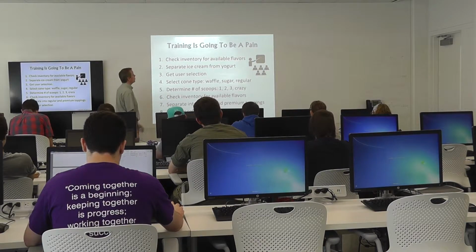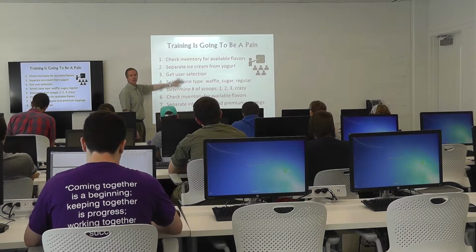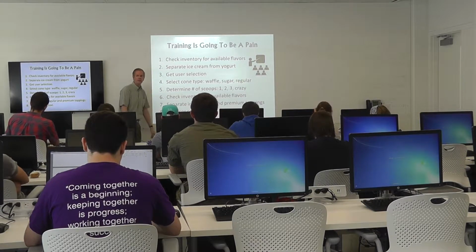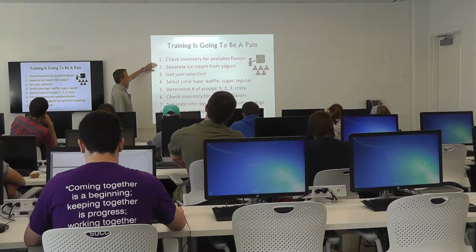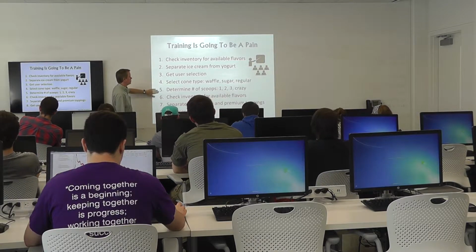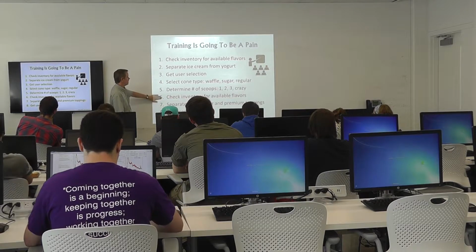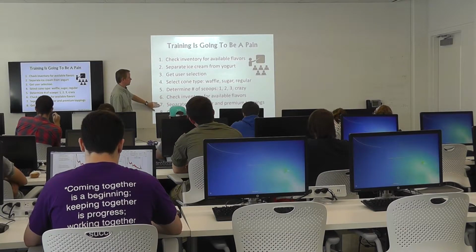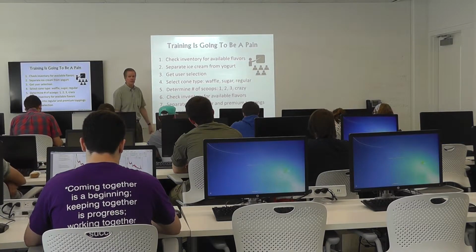So training's going to be a pain in the butt. Why? Because you're a new employee, and now I'm going to tell you about these 8 different steps. Check inventory for available flavors. Separate ice cream from yogurt. Get the user selection. Select the cone type: waffle, sugar, or regular. Determine number of scoops: 1, 2, 3, or crazy. Check inventory for available toppings. Separate into regular and premium toppings, and get the user selection. Bam!